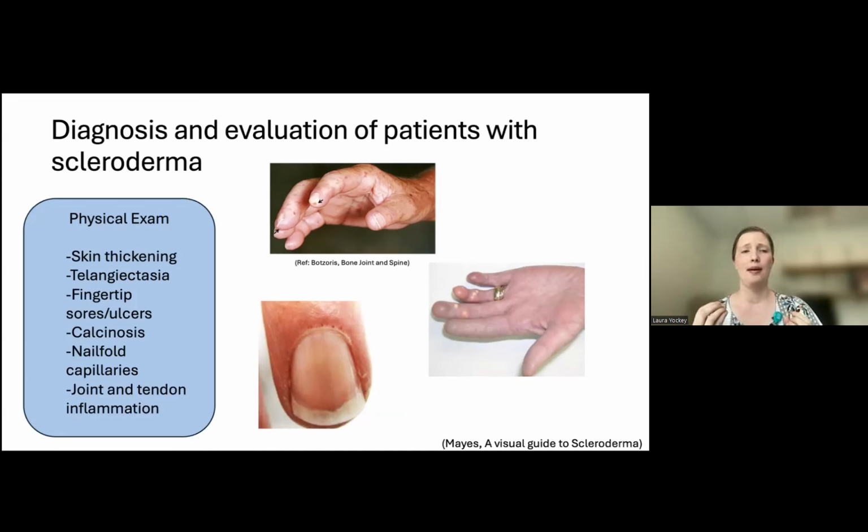Patients can develop fingertip sores and ulcers, and then we can look at the nail capillaries, or blood vessels in the nail folds, too, which can be associated with Raynaud's and increase our concern for something like scleroderma as well. And depending on the patient's exam, we could potentially make a diagnosis just on the physical exam alone.